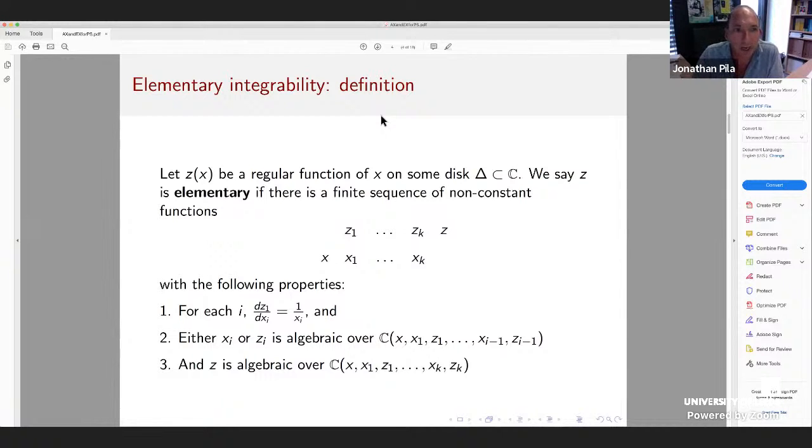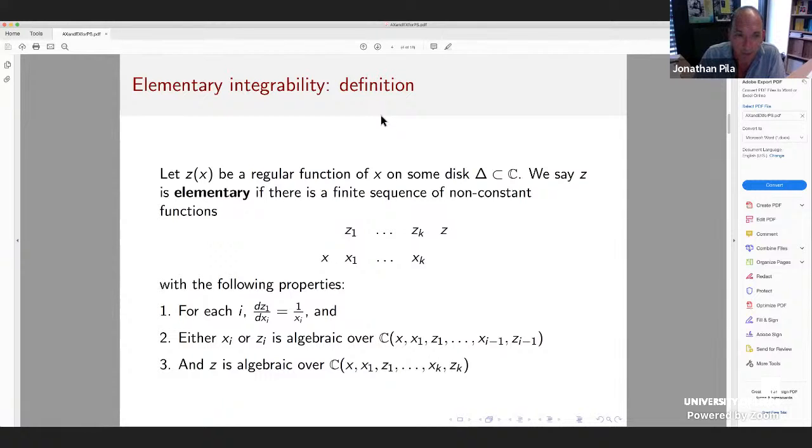So let's suppose that z of x is a regular function of x on some disk in the complex plane. We say that z is an elementary function, or is elementary, if there is a finite sequence of pairs of non-constant functions, x_i and z_i, possibly on some smaller disk.